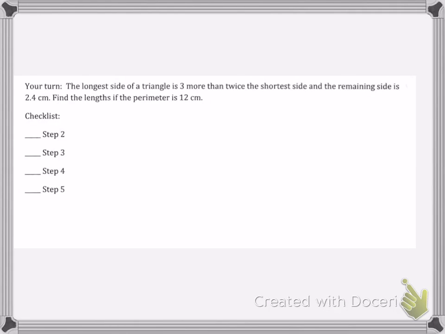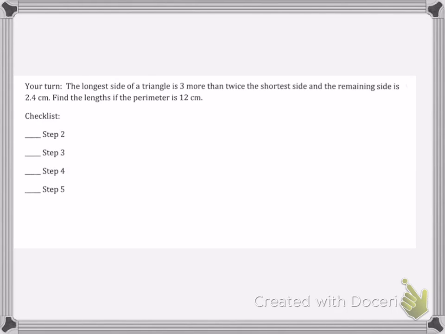So your turn for this one. I'll take you through the part of it, and then I'll have you solve on your own. The longest side of a triangle is 3 more than twice the shortest side, and the remaining side is 2.4 centimeters. You're to find the lengths if the perimeter is 12 centimeters. So as we've mentioned in class, anytime you're given a geometric shape or some sort of picture, you usually want to sketch the picture just to get an idea of what you're looking for. And in this case, that's part of the setup.